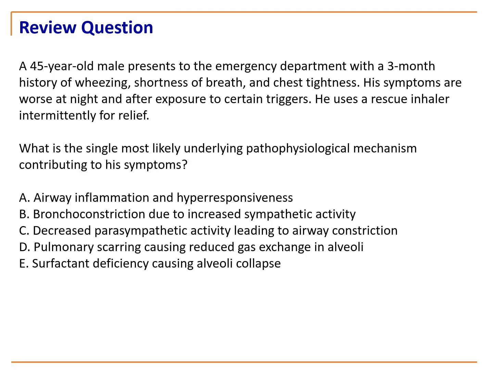Okay, so a 45-year-old male presents to the emergency department with a 3-month history of wheezing, shortness of breath, and chest tightness. His symptoms are worse at night and after exposure to certain triggers. He uses a rescue inhaler intermittently for relief. What is the single most likely underlying pathophysiological mechanism contributing to his symptoms? So, what do you think the answer is?